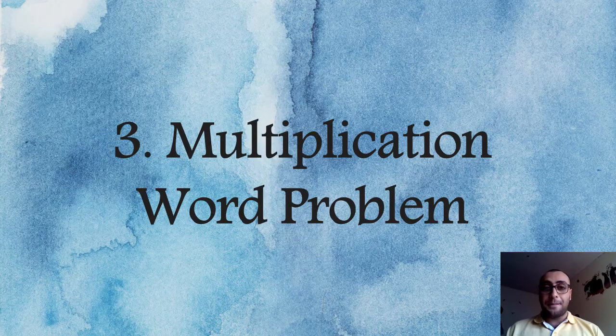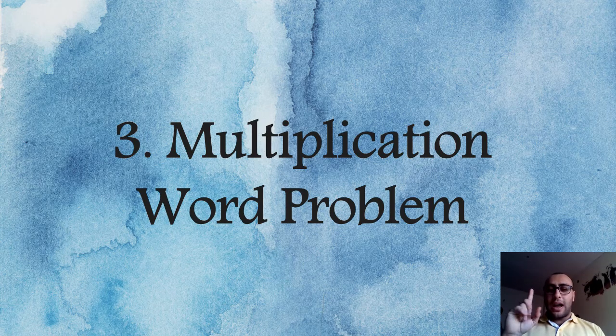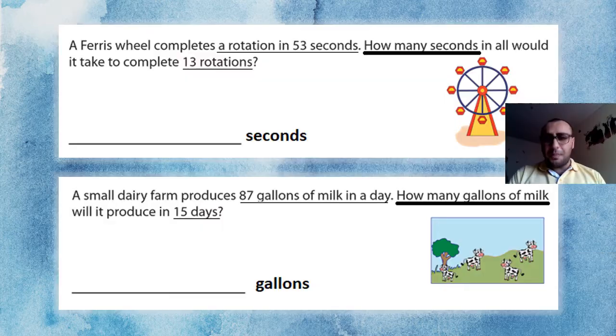Now, next topic is about multiplication word problems. Now this one, I have one rule. The rule is don't be lazy. Read everything carefully, okay? Now, there are some keywords that you need to understand. For example, look at this one. A Ferris wheel completes a rotation in 53 seconds, okay? So, one rotation in 53 seconds. How many seconds in all would it take to complete 13 rotations?